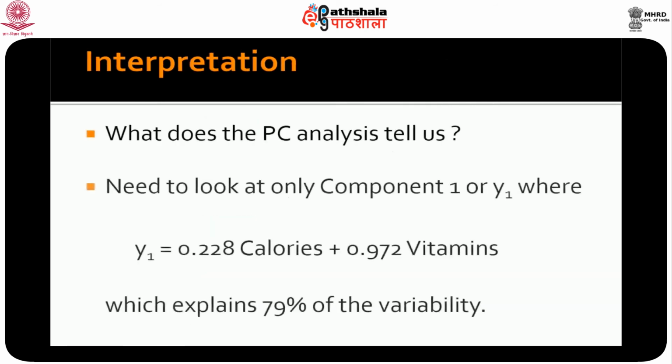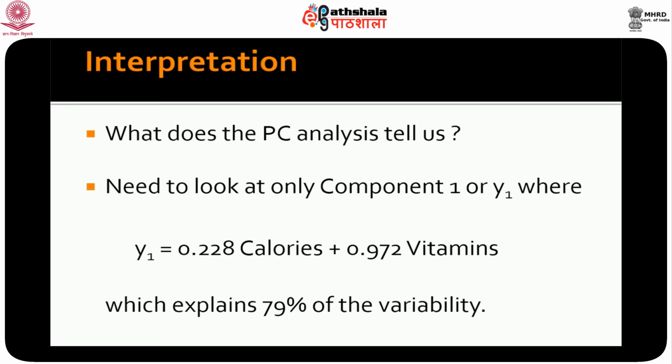And then what we see is that if you look at the first 2 components, y1 is 0.228 calories plus 0.972 vitamins. You see, the first column has only 2 non-zero values. So, these are the 2 variables that come up, and these are the coefficients, and we saw that this explains 79% of the variability. So, if you are happy with this, then you can stop here.